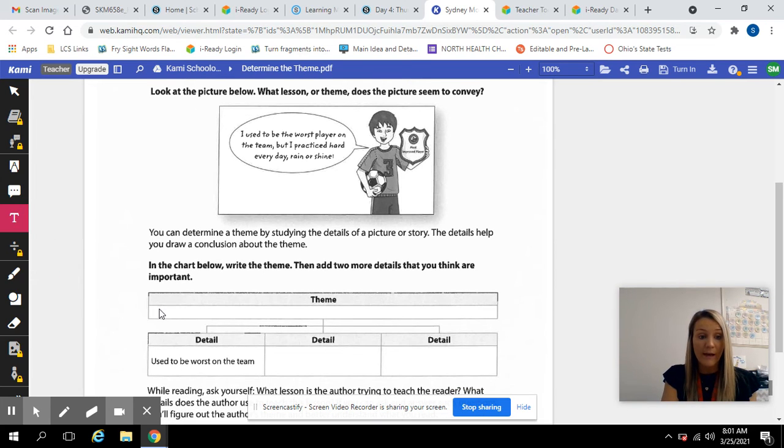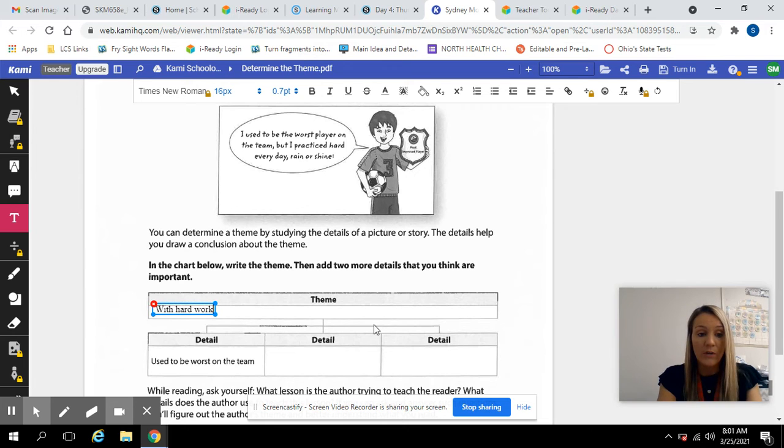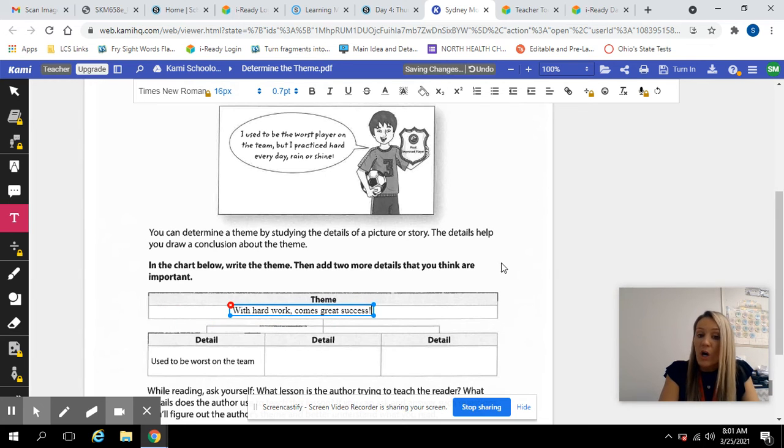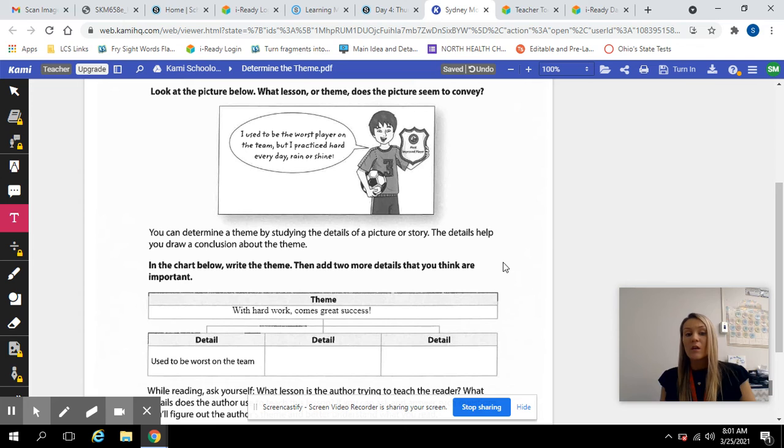So we're going to put our theme as, with hard work comes great success. Okay, it could say that. It could say when you work hard, good things happen. When you work hard, positive things are in your future. Those types of things could be a good theme. And so for this theme, it says he used to be the worst player on the team, but with hard work, he became successful. So look at this quote bubble and find 2 more details to support our theme.